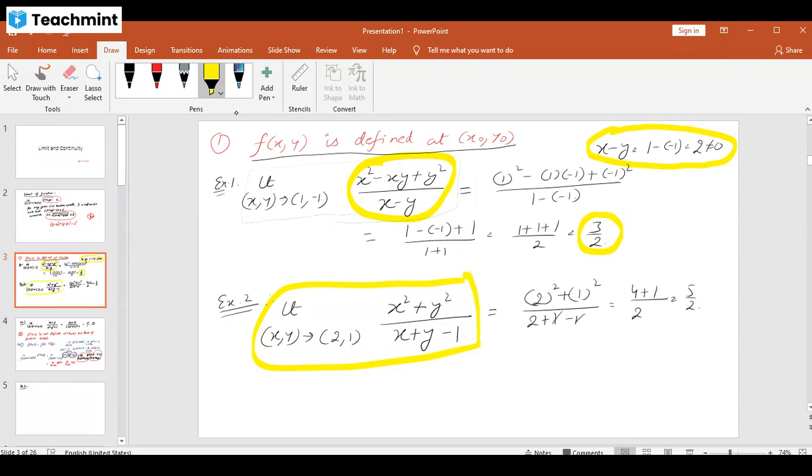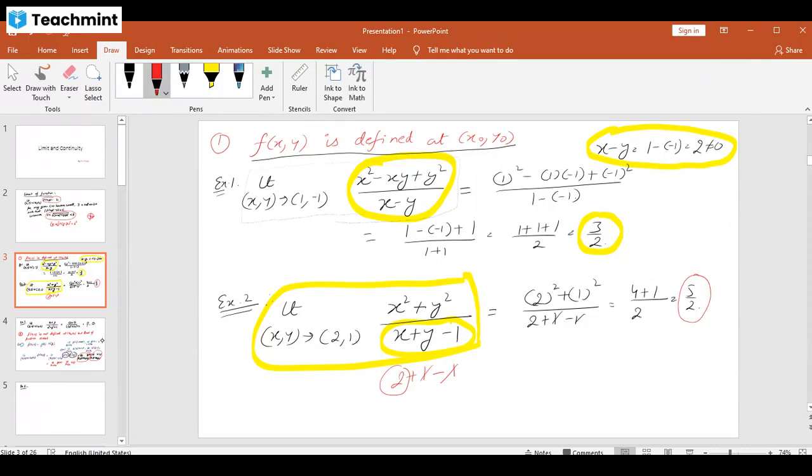Again it is a rational form of the function, and here the denominator is x plus y minus 1. If we substitute x as 2 and y as 1, then 2 plus 1 is 3, 3 minus 1 is 2. That means your denominator is non-zero. Because the denominator is non-zero, your function is defined at the point (2, 1). So the limit of the function can be obtained by replacing x equal to 2 and y equal to 1, and we get the limit of the function as 5 by 2.